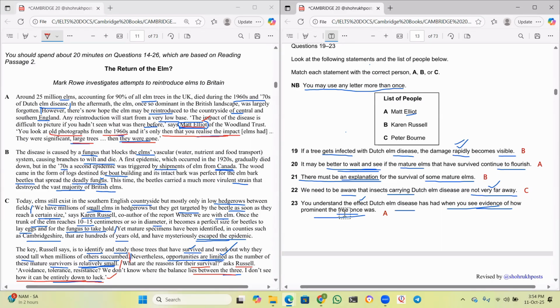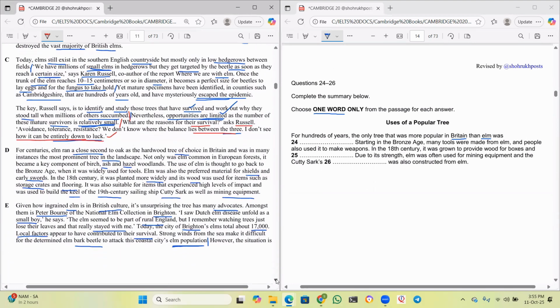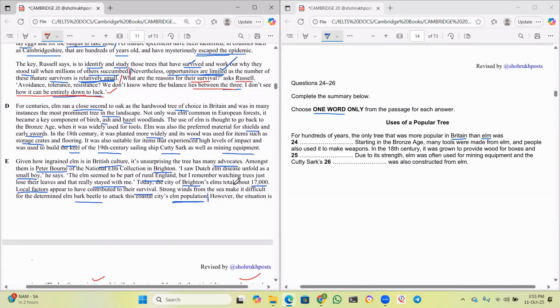So this is our section, guys, matching the people, and then we have one more section that is fill in the blanks. But here we have to be careful because these are only one word answers. We cannot write two words or three words here. Now, for hundreds of years, the only tree that was more popular in Britain than elm was dash. We also read about that tree in, I think, the D paragraph, right? D. Now, all of you go to the D paragraph.